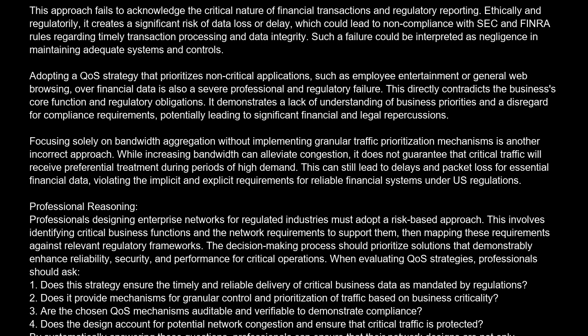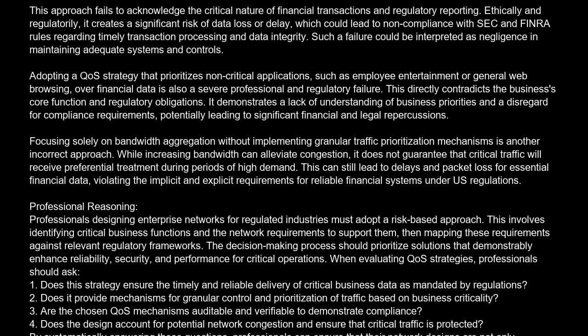Adopting a CoS strategy that prioritizes non-critical applications, such as employee entertainment or general web browsing, over financial data is also a severe professional and regulatory failure. This directly contradicts the business's core function and regulatory obligations. It demonstrates a lack of understanding of business priorities and a disregard for compliance requirements, potentially leading to significant financial and legal repercussions.